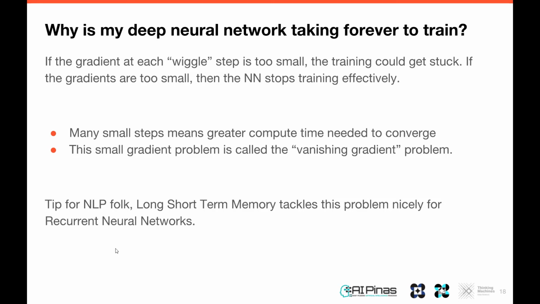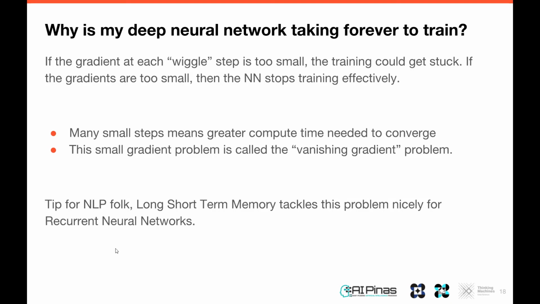If the gradient at each step is too small, the training could converge even without achieving global minima for the loss function. Small gradients means a stop in training. This small gradient problem is called the vanishing gradient problem. There are a number of ways to address it, and one is in your choice of activation function, perhaps. For people working with language, LSTM tackles this problem nicely for recurrent neural networks.